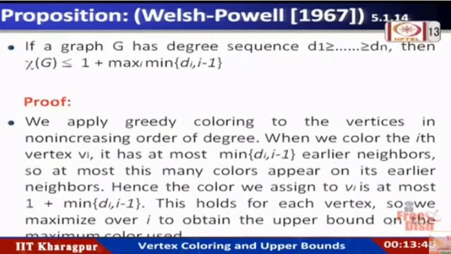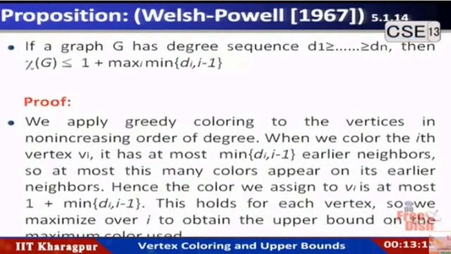Let us see this particular heuristic which is given by Welch Powell, and hence the proposition which will give you a further modification in the bound. So if a graph G has a degree sequence, d1 is greater than or equal to d2 is greater than or equal to, and so on up to dn. That means non-increasing order of the degree sequence of a graph. That means vertices are ordered in this particular degree sequence.